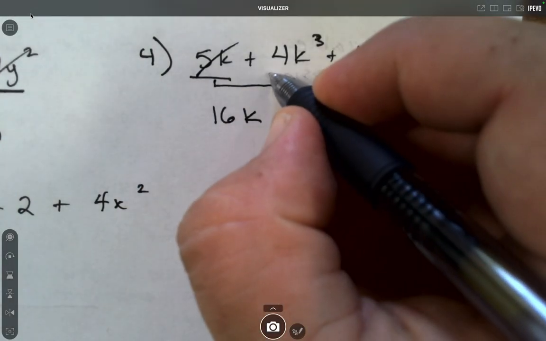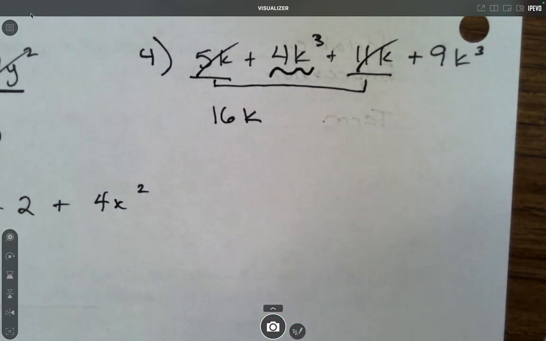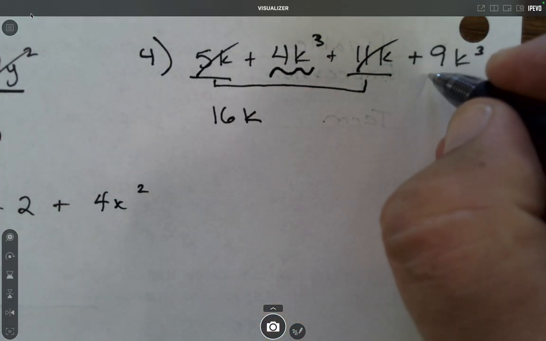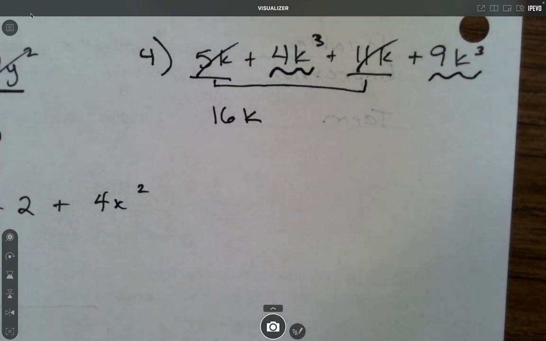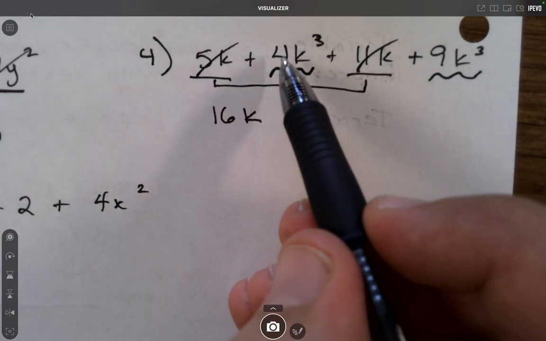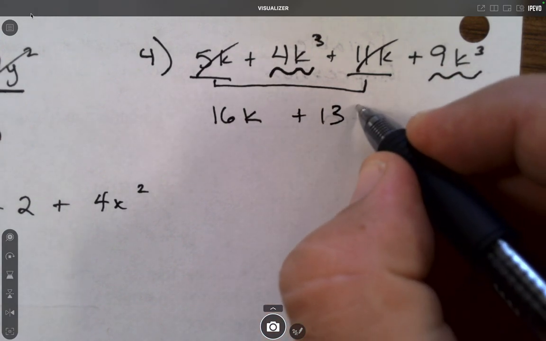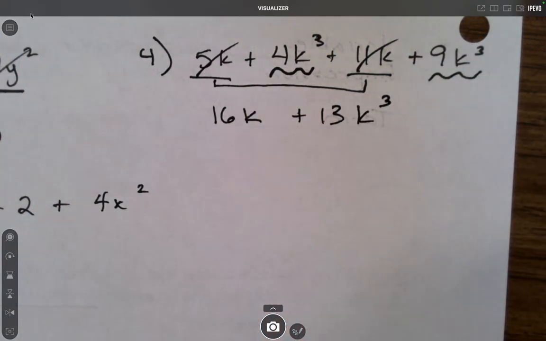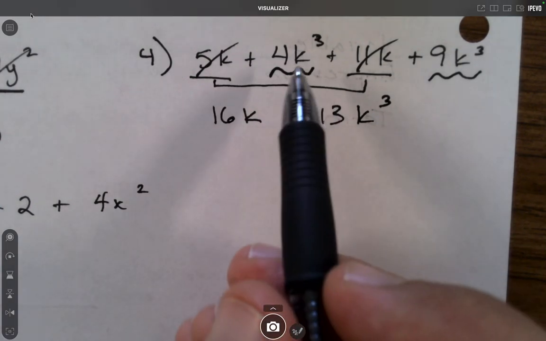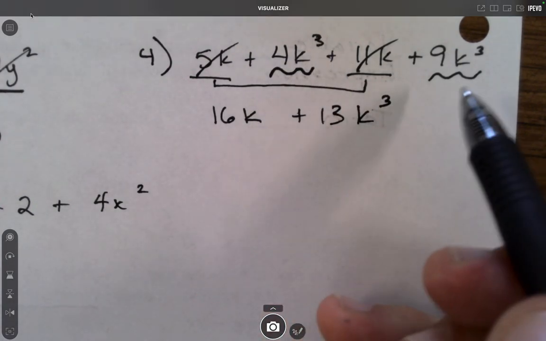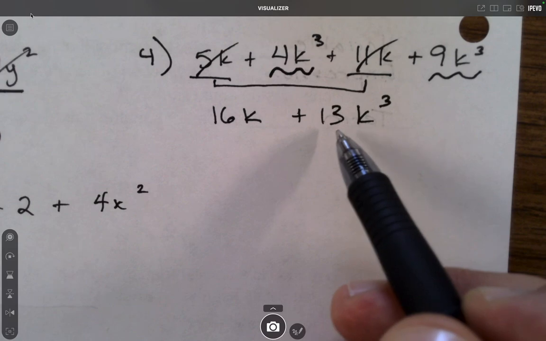So I'll look now at 4k cubed. A like term is one that also has a k cubed. So that would be this one right here. So these two are like terms. So we do 4 plus 9 is 13, and we get k cubed. So 13k cubed. Because you had 4k cubed, then you added 9 more of them, so you have a total of 13k cubed.